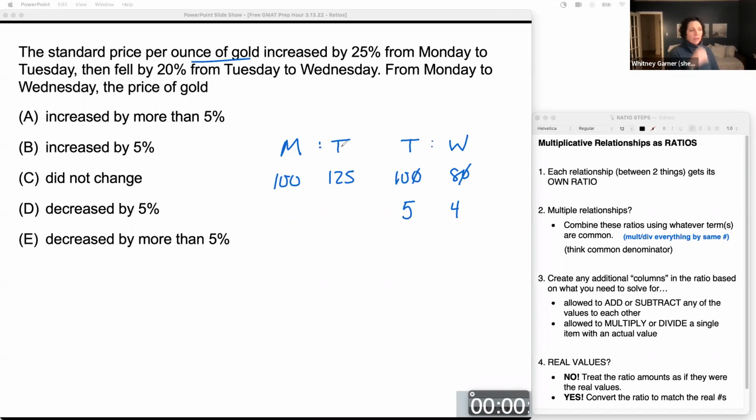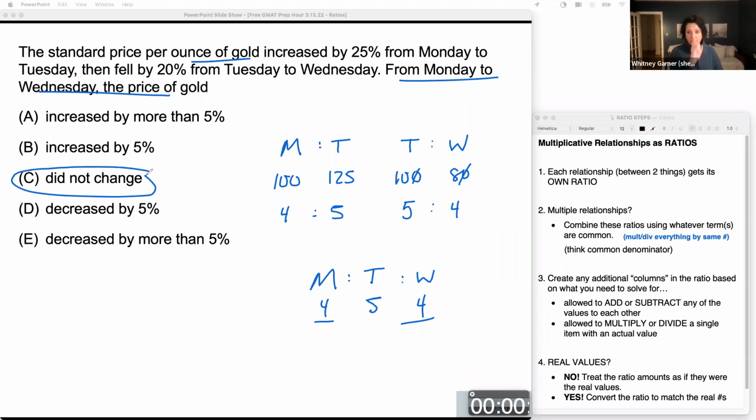From Monday to Tuesday, both of those numbers are divisible by 25. 25 would go into 100 4 times. It would go into 125 5 times. Now I need to connect these based on the quantity that matches, which in this case is Tuesday, which already matches. And so my ratio from Monday to Tuesday to Wednesday is 4 to 5 to 4, which means from Monday to Wednesday, the price of gold didn't change. And so my correct answer is C.